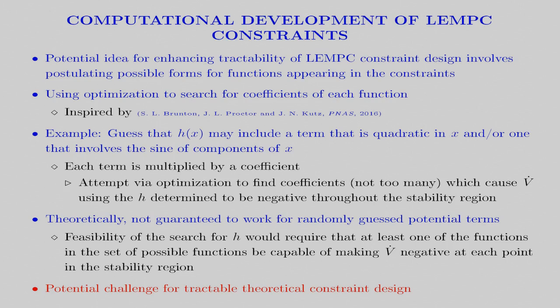However, this concept, though initially intuitive, lacks a number of properties to make it a viable concept. Most notably, it is not guaranteed to work, or that the optimization problem used in getting h would be feasible. To see this, we know that there is no guarantee that a set of randomly selected terms to be in the function will necessarily be able to make V dot negative at each point in the stability region.